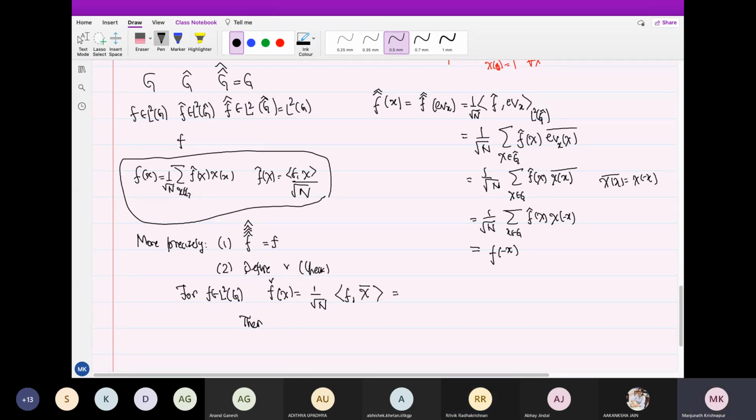So in other words, it is 1 by root n, the sum of f of x chi of x. The double conjugate goes away. So instead of, like here, f of x chi bar of x, it is f of x chi of x. So then the claim is this: you take f hat and then take the check, you get back f. So your f hat is not exactly f, but f hat check is f. Or f check hat is also f, I suppose. So this is the Fourier inversion formula for you.